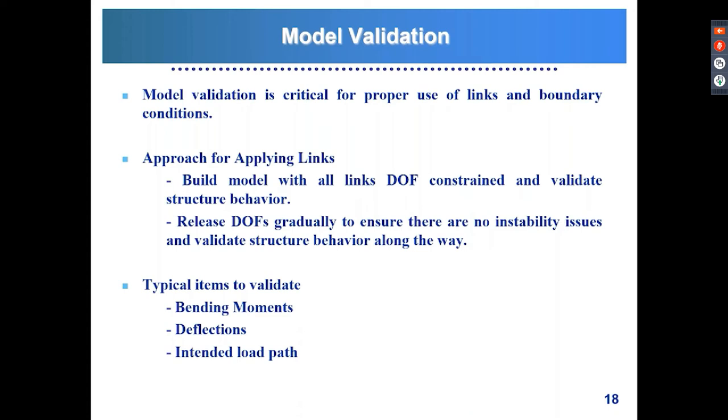Typical items we use to validate, very straightforward, are to look at bending moments. If you have a simple span, or a continuous span, you know what those bending moment diagrams should look like. So it's very easy to just look at that and qualitatively see whether your model is doing the right thing or not. Same thing with deflection. Look at the deflected shape, see if it makes sense. Look at the actual values of deflection that you're getting.